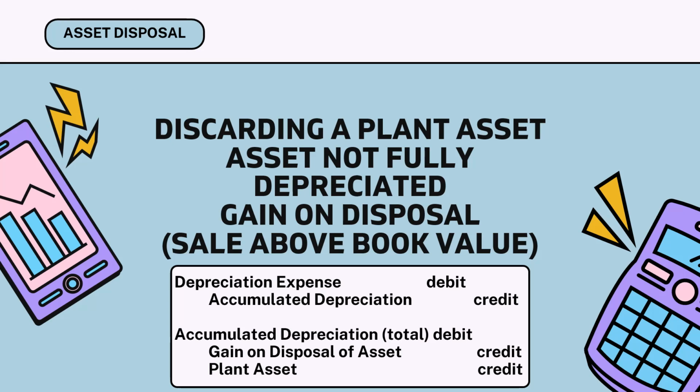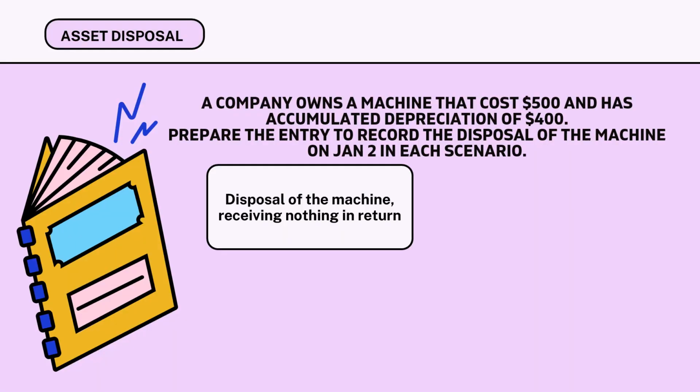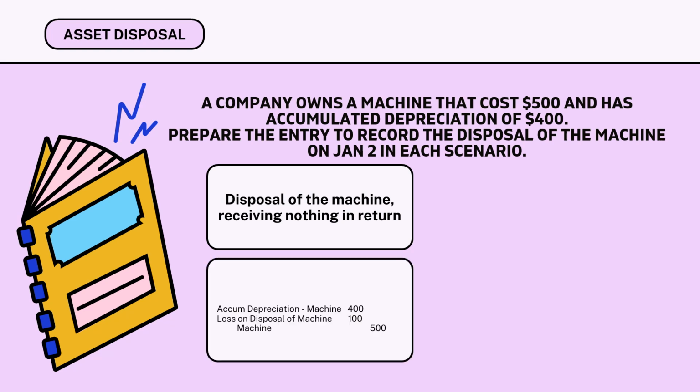So now let's take a look at an example. A company owns a machine that costs $500 and has accumulated depreciation of $400. Prepare the entry to record the disposal of the machine on January 2nd in each scenario. First up, we have the disposal of a machine, receiving nothing in return. We will debit accumulated depreciation for the machine for $400. We will debit a loss on the disposal of the machine of $100, and we will credit the machine for $500.